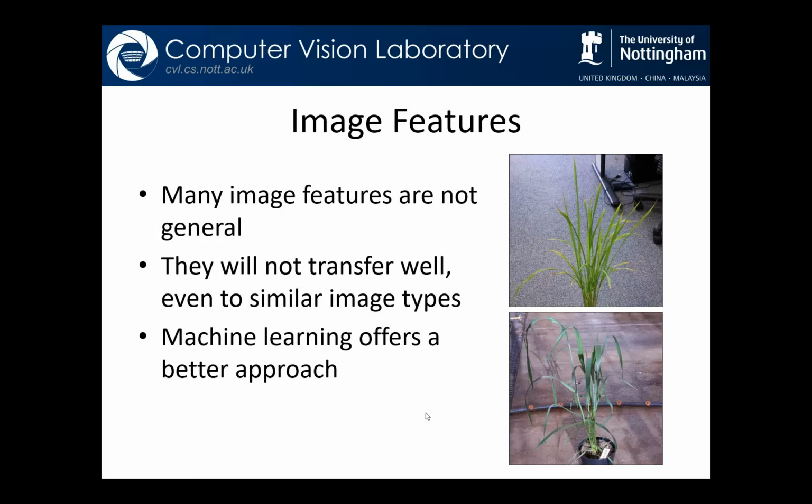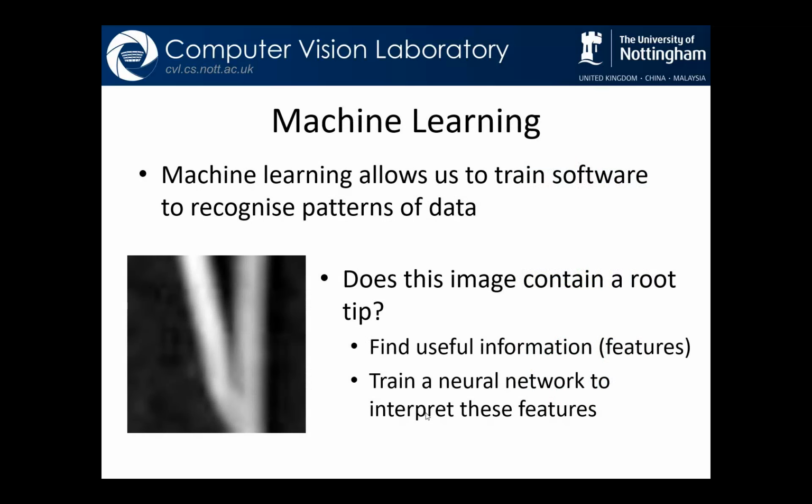So machine learning offers a slightly better approach. The idea that we can try and teach a machine to use features in perhaps a more complicated and automatic way than I could do. So we want to train a machine or some software to recognize patterns of data. Now, what those patterns are is going to depend on your specific requirements. But in this case, I thought, well, let's try and classify root tips. If I can look at a small section of image and decide with very high accuracy whether that image is a root tip, then I am a long way towards solving my RootNav problem.